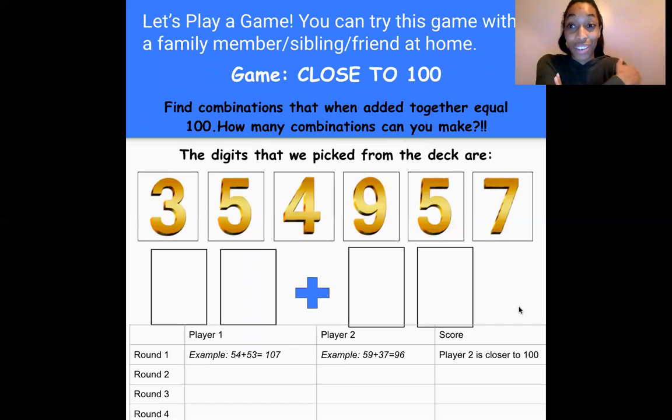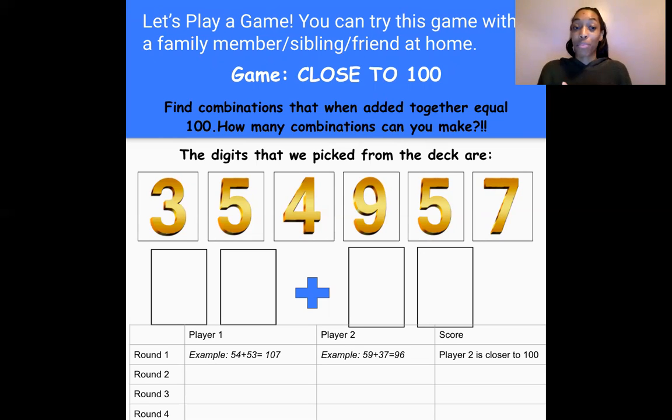So now, you did a great job. Let's play a little game. You can try this game with a family member, a sibling, or a friend at home. It's called Close to 100. Here are some digits we picked from a deck. If we were using a physical deck of digit cards, you pick 6 cards, and you find different combinations that can equal 100 or are close to 100. And whichever player gets the combination that, when added, equals the number closest to 100, that's the player that gets points for that round. So the closer you are, the better it is.